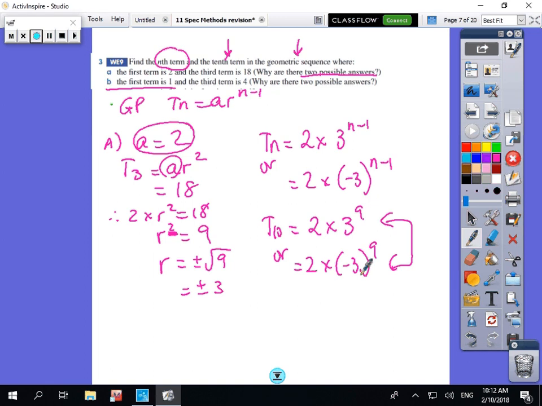So the same thing, we won't do the second one, but it's something similar. You'll have an even power. So if you had R squared or R to the 4 or R to the 6, whatever, you'll always have a plus or minus. If you have an odd power, there's only one answer.